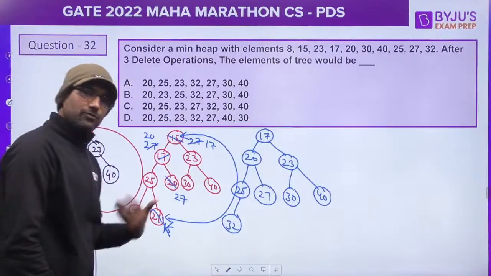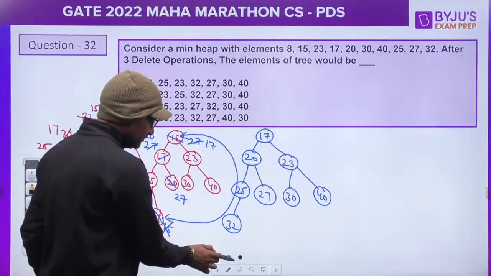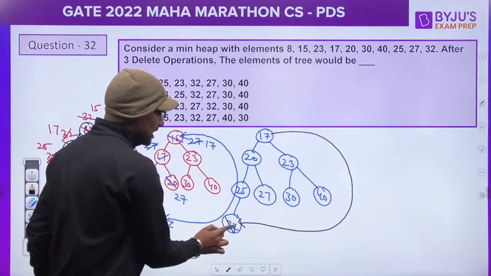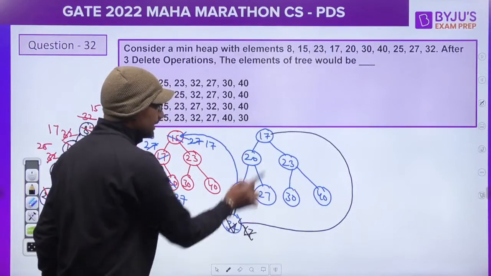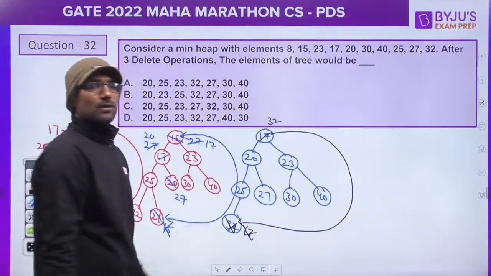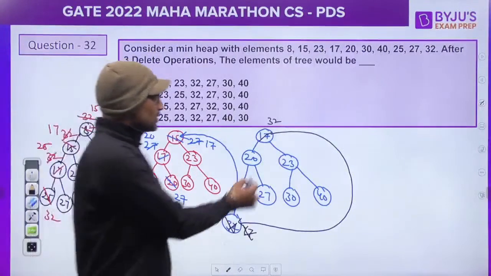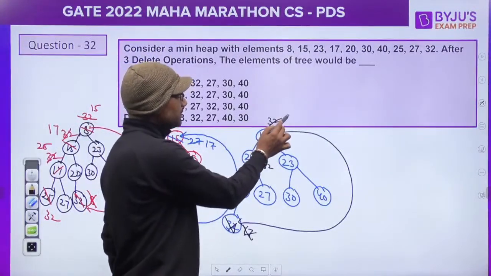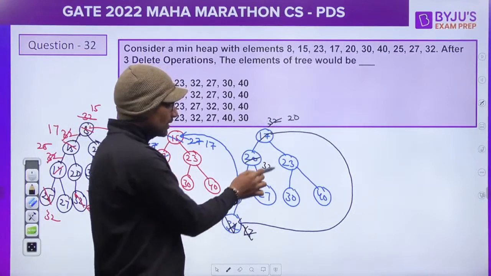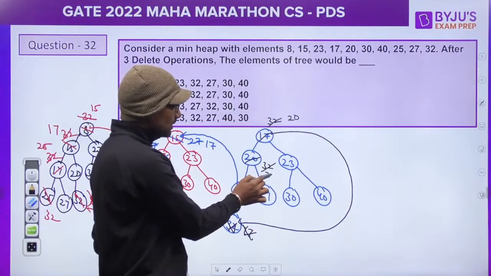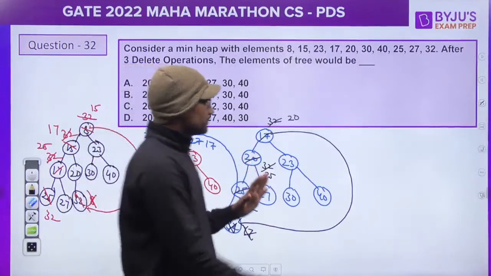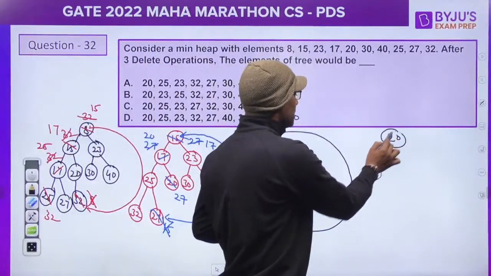Now do further deletion. Root, swap with the last leaf, then delete. Now heapify. So 32 should be swapped with 20. 32 should be swapped with 25. Now finally what is the obtained min heap?